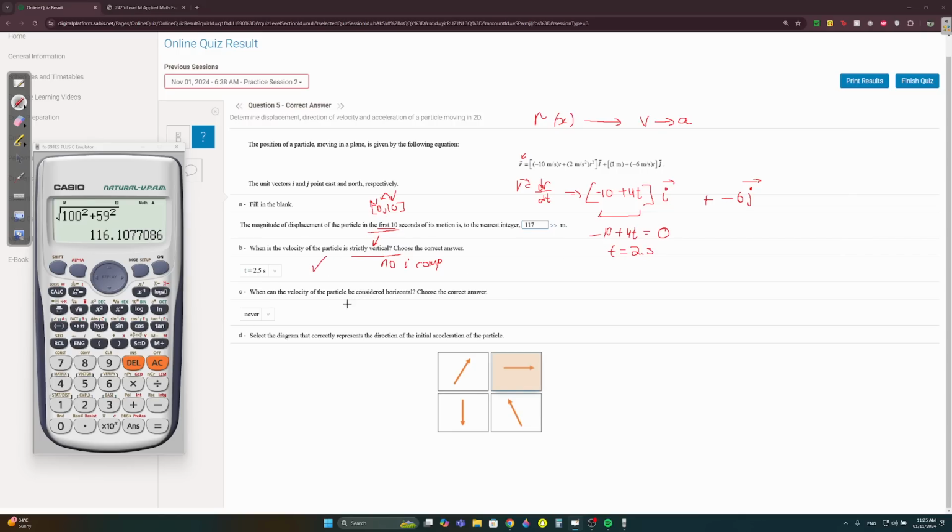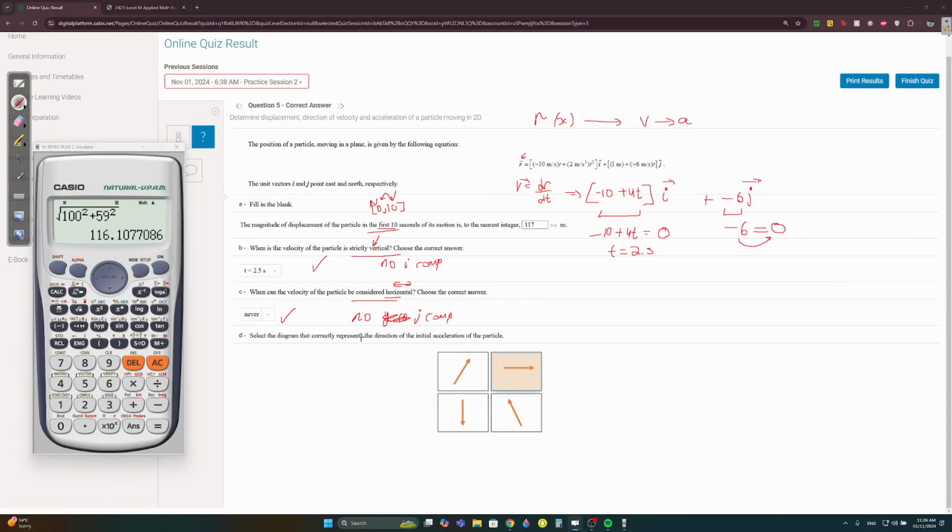Okay? How about when is the particle considered strictly horizontal? Let's see. Strictly horizontal means no Y component, or let's call it J component. Why? When something is strictly horizontal, it's going left and right, not up and down. If it's not going up and down, then there's no Y component, no J component. Let's go to my J component. It's minus 6, equated to 0. You're going to get this. Why is this false? Is minus 6 equal to 0? No. So, never.